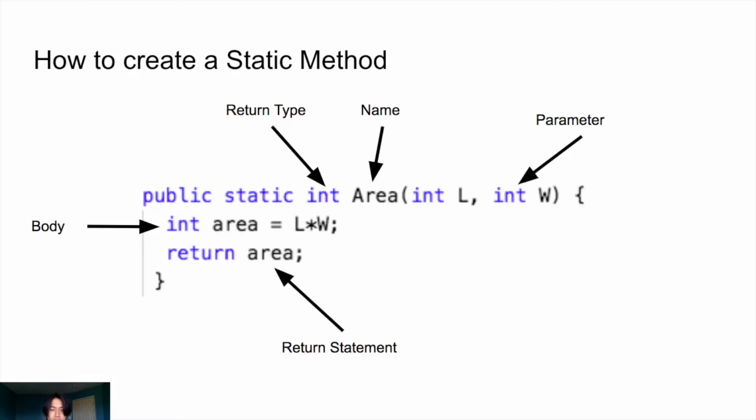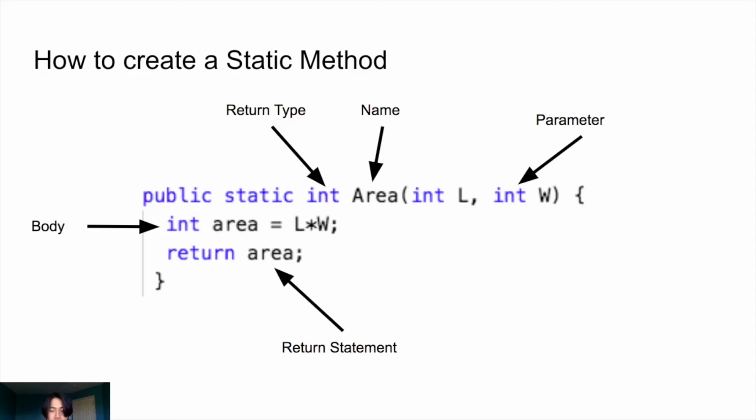Next I have the body. In this case I created a variable called area, and then I took the length and the width and multiplied them to get the area. And then lastly you have the return statement. The return statement depends on what your return type is. If you have a return type of int, you must return a variable that's an int or just an int. If you have a double as a return type, you can't return an integer like 1 or 2.